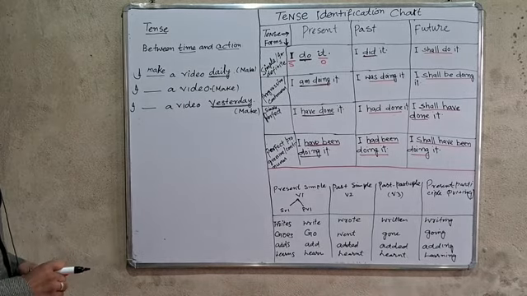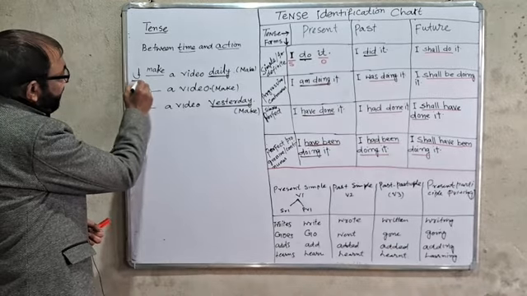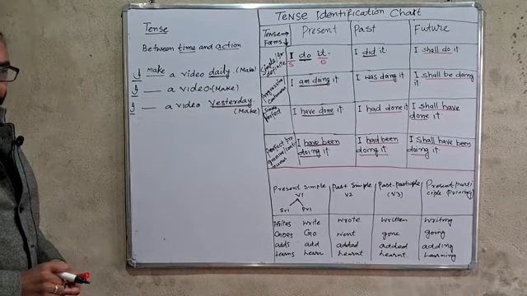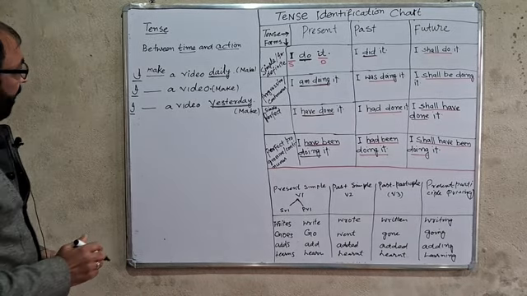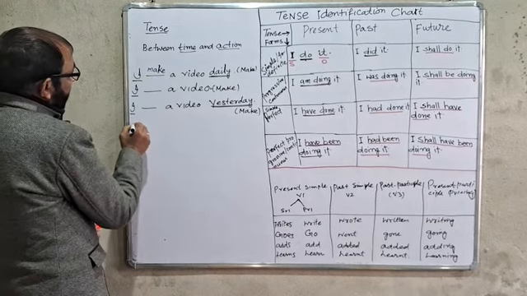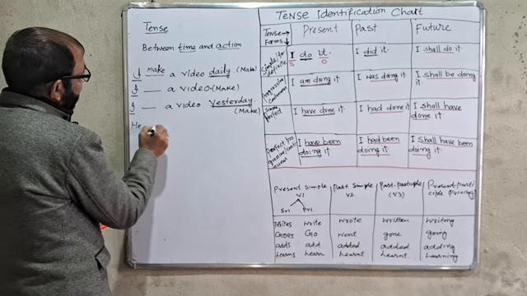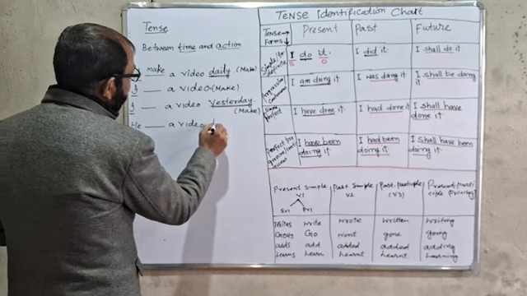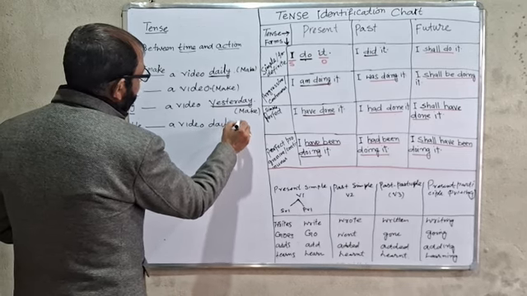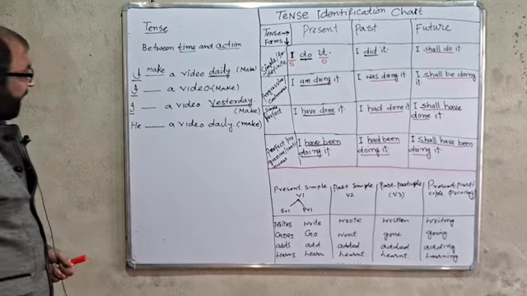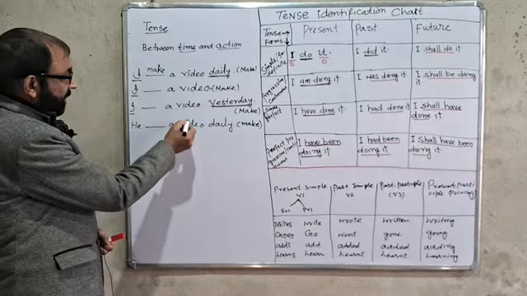But sometimes these subject words do influence the structure of a verb form. How? Let's take another example. He dash a video daily. Same sentence, same verb to be used. He dash a video daily.